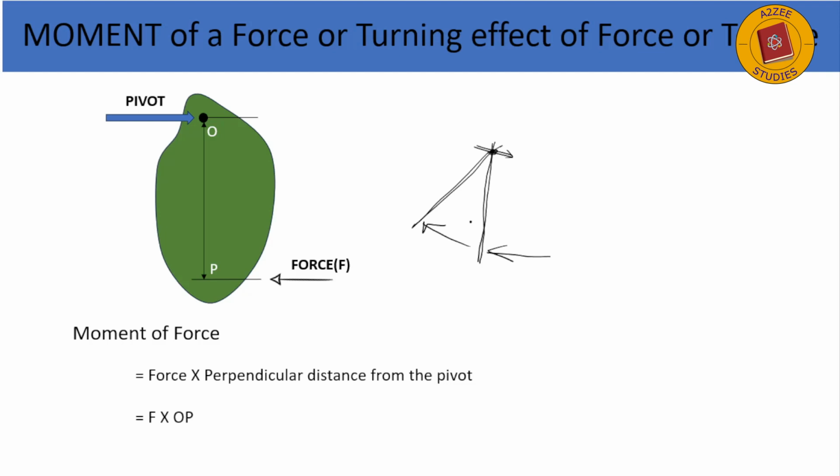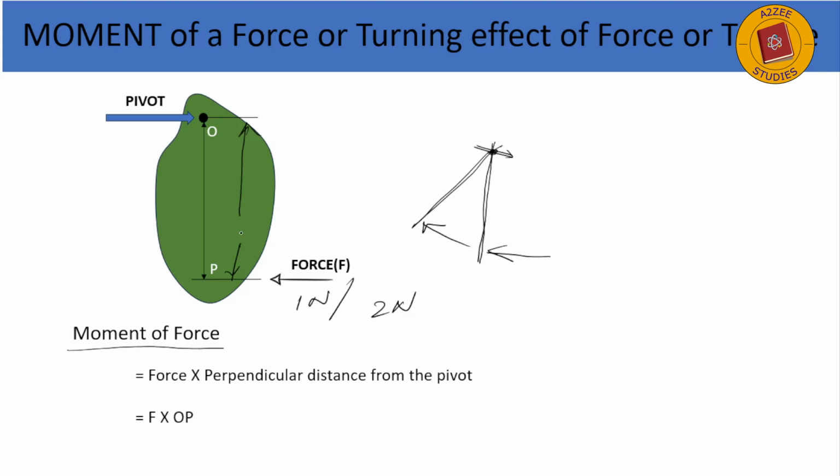So we can measure that moment of turning effect or torque on the body. What is that? Moment of force is the force applied, the magnitude of the force, for example, 1 Newton or 2 Newton, whatever be the force, multiplied by the perpendicular distance from the pivot, from where the body is suspended or fixed.